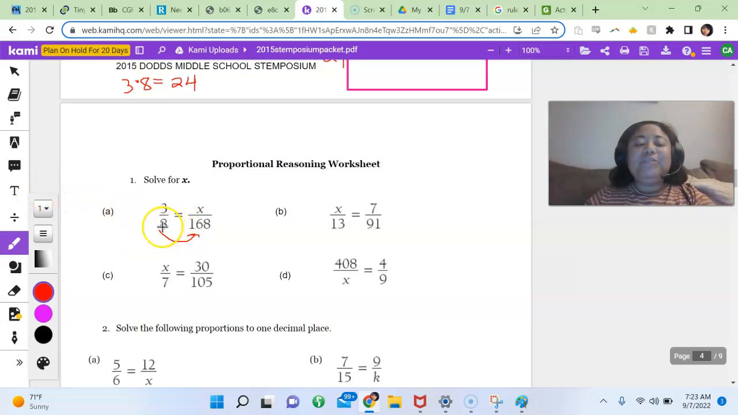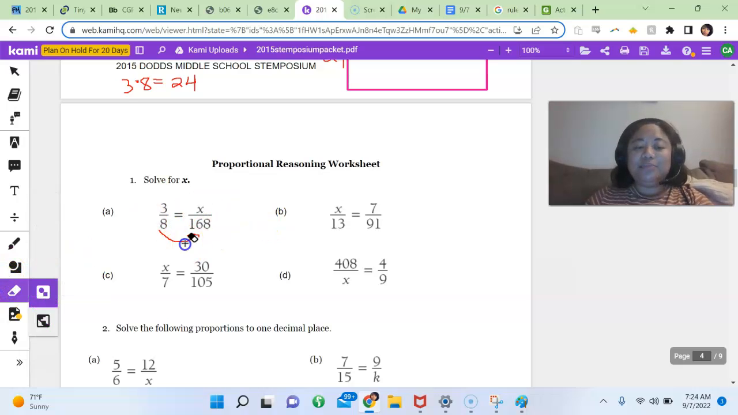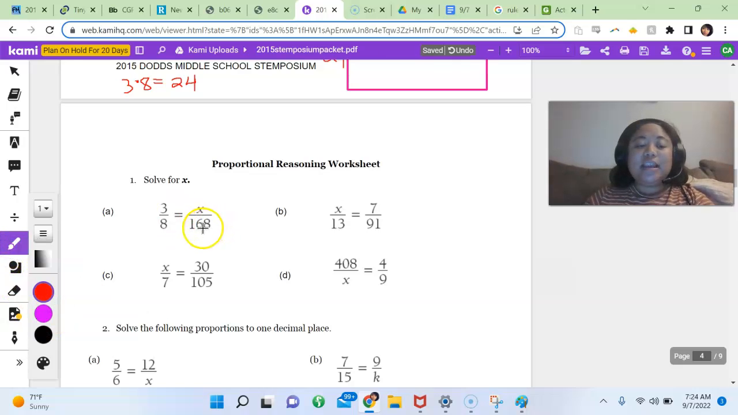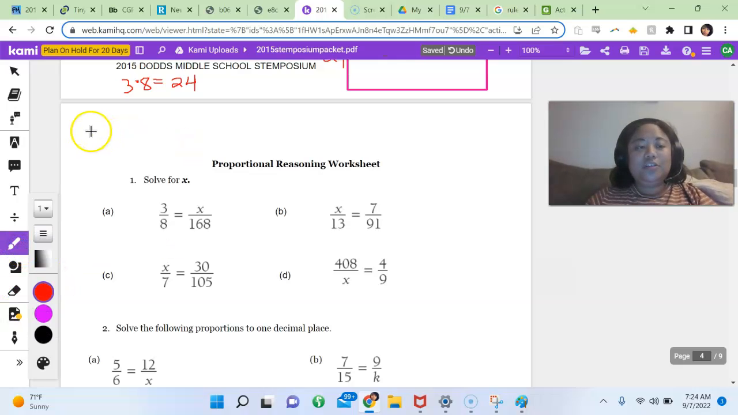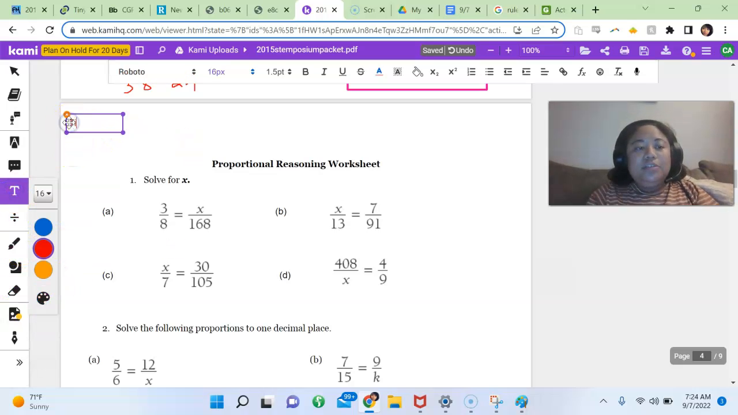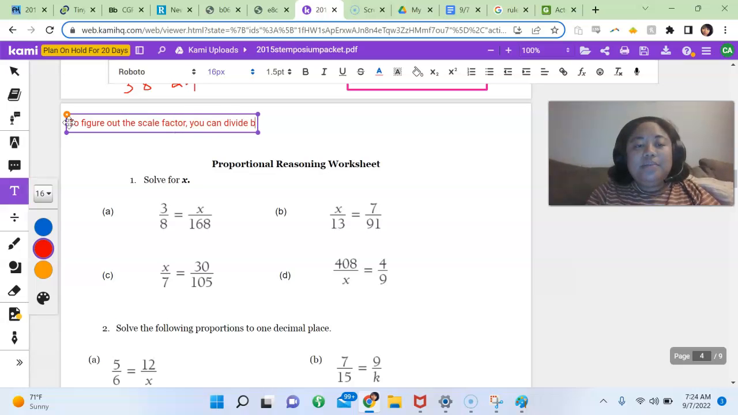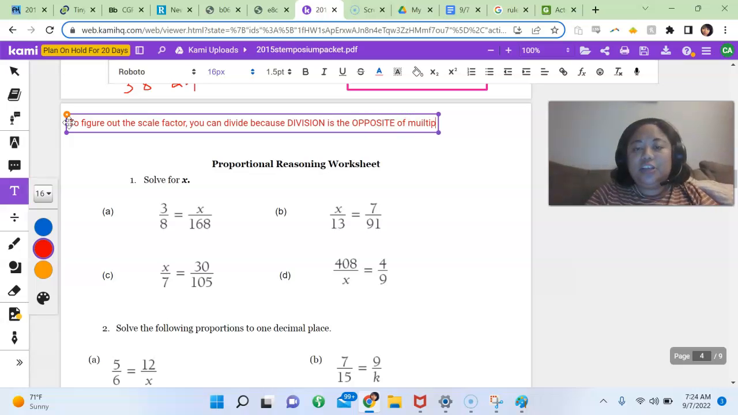So I'm like, I don't know, 8 times whatever is 168. I have no idea. I don't know 8 times what is 168. So what I'm going to do is instead I'm going to go the opposite direction, and I'm going to do 168 divided by 8. So I can figure out the scale factor. So I'm going to write it here. To figure out scale factor, you can divide because division is the opposite of multiplication.